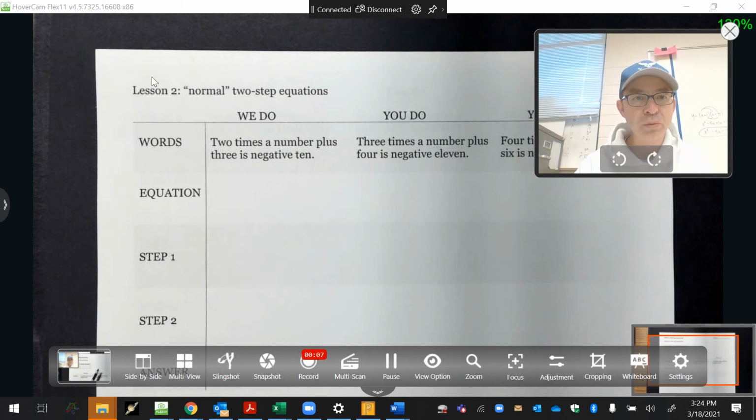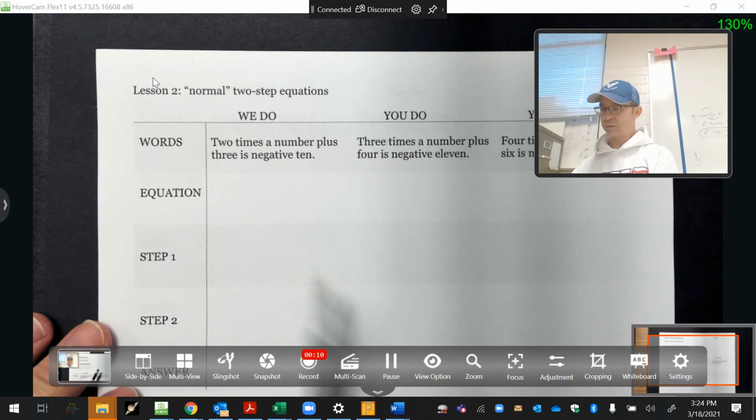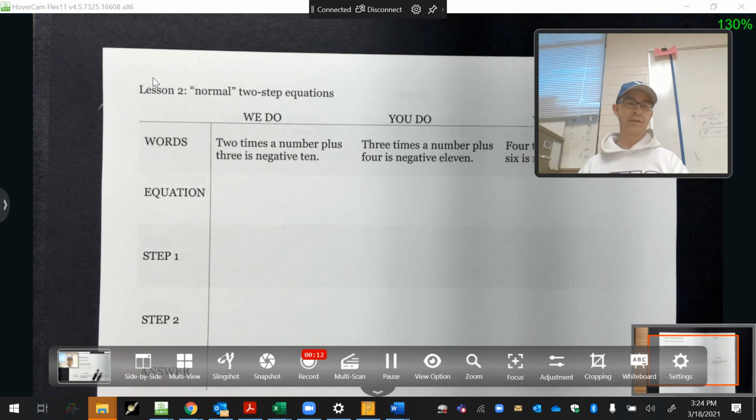Alright, lesson 2. Two-step equations. This is what we're talking about.